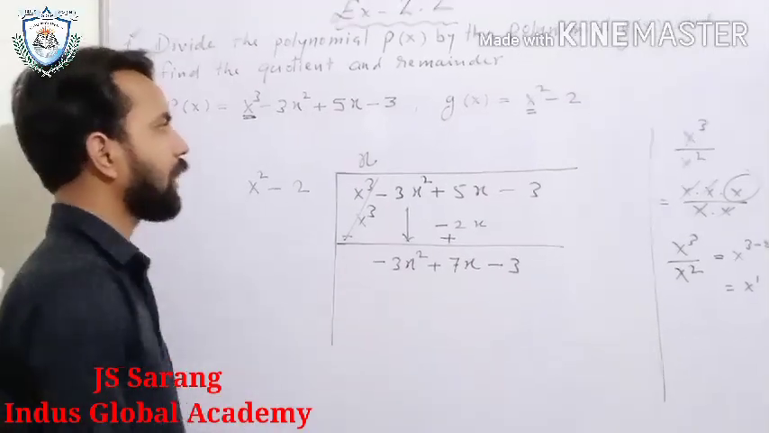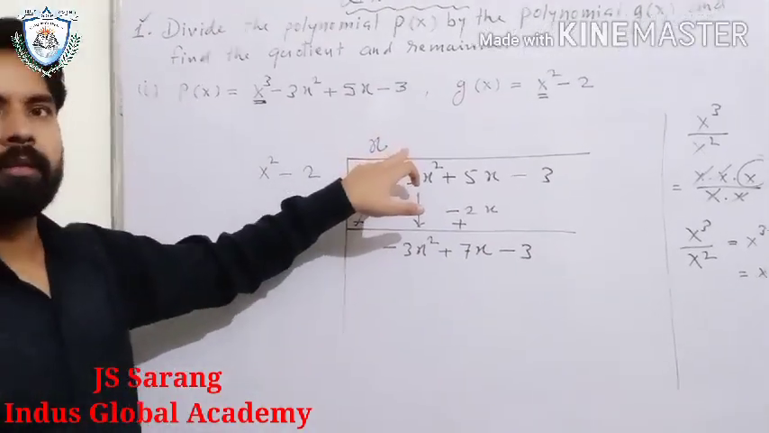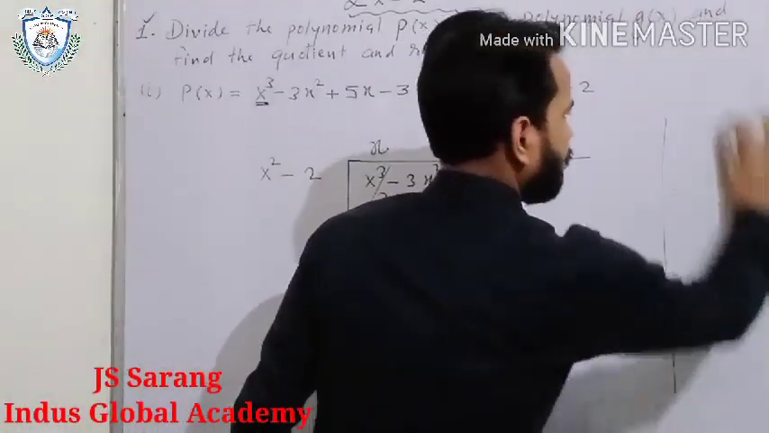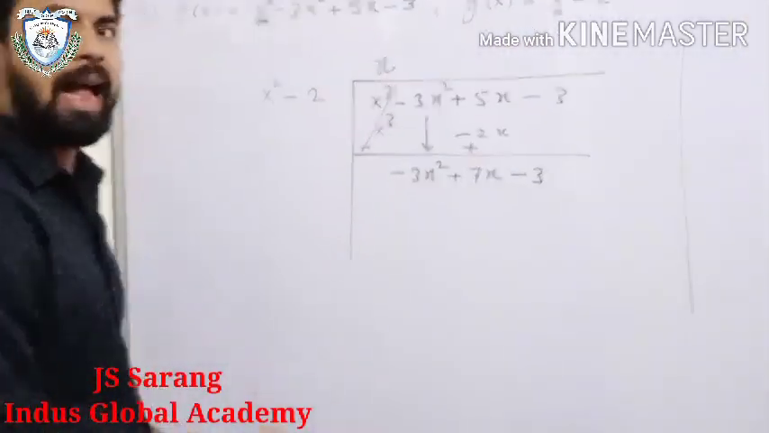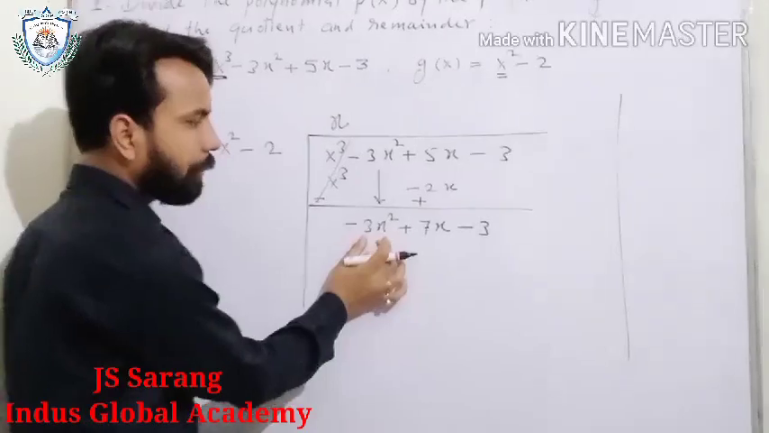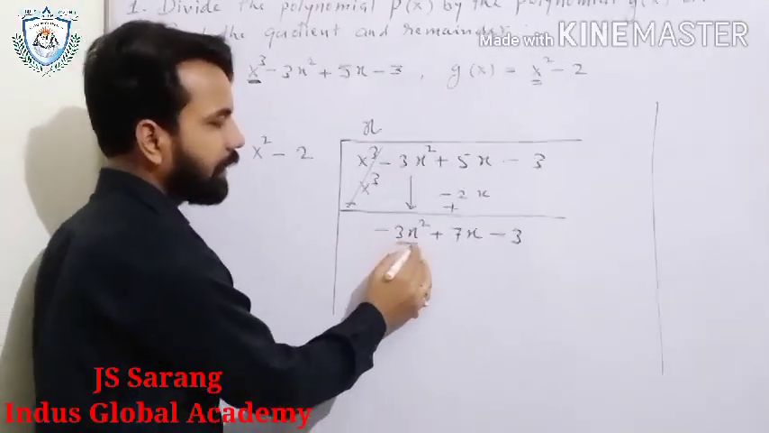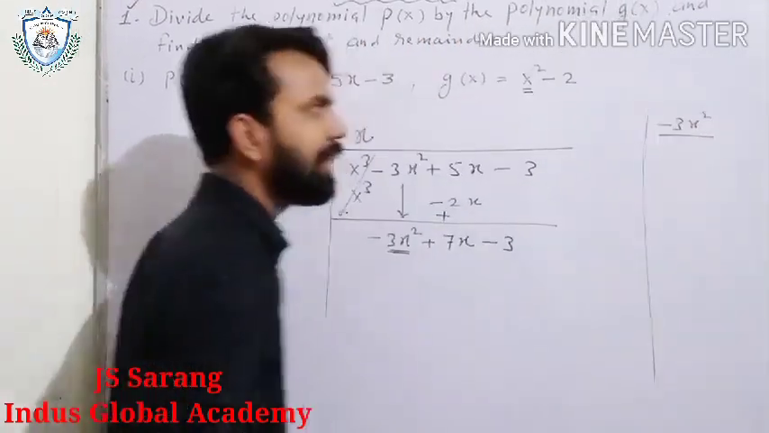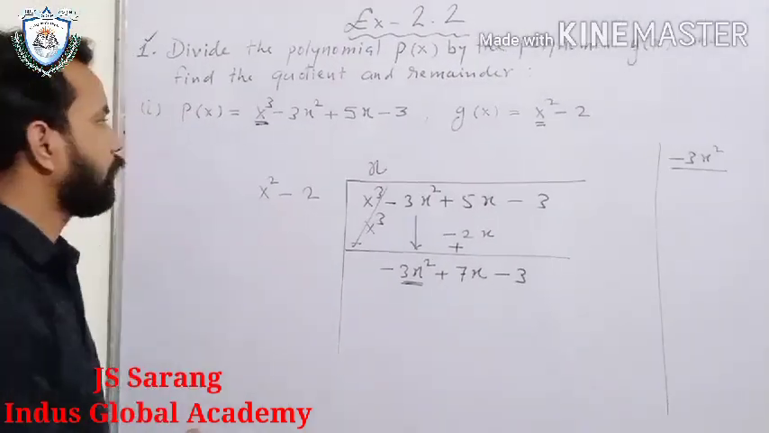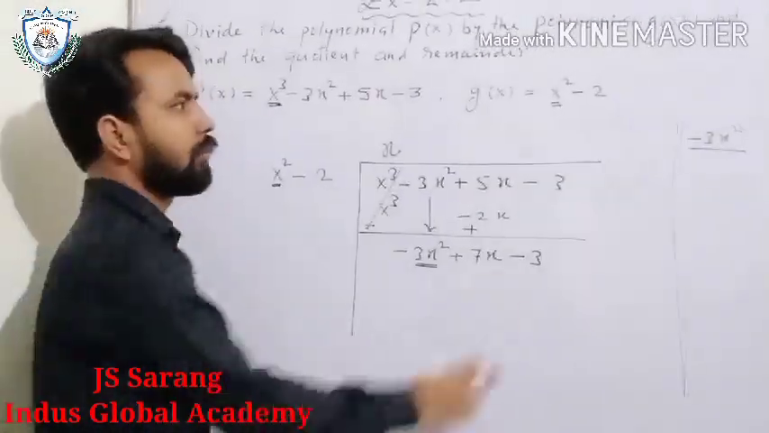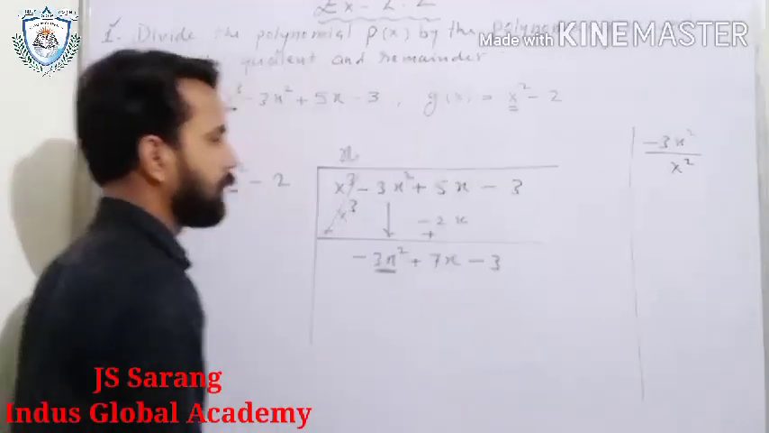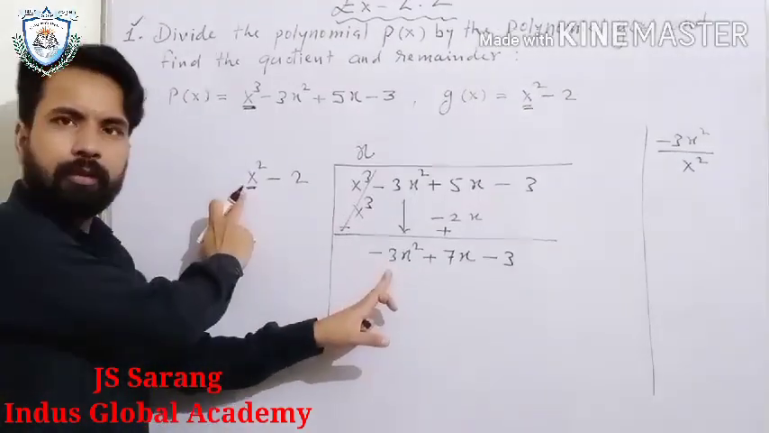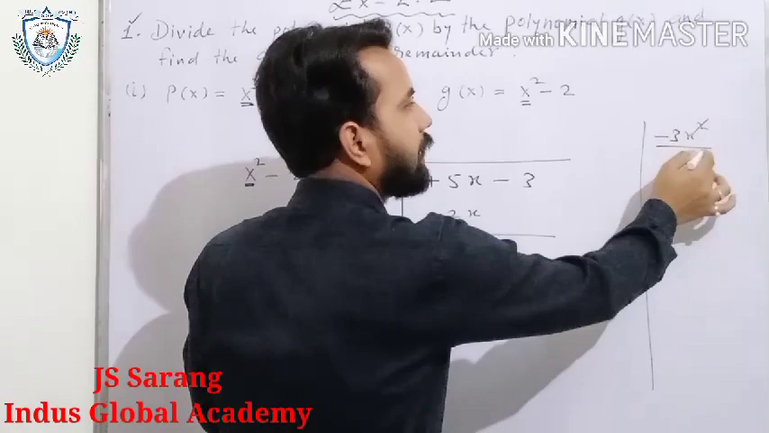Now the next step: again, what do we have to put in the quotient? So again we will follow this rule. See here. Now we will have to take the first term of this remaining value. What is the first term here? That is minus 3x square. So we will write here minus 3x square, and it is divided by the first term of the divisor. What is the first term of the divisor? X square. So the first term of this remainder will be divided by the first term of the divisor. So here x square and x square will be cancelled.